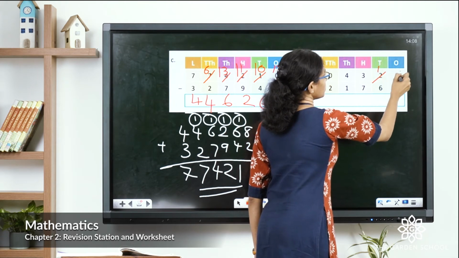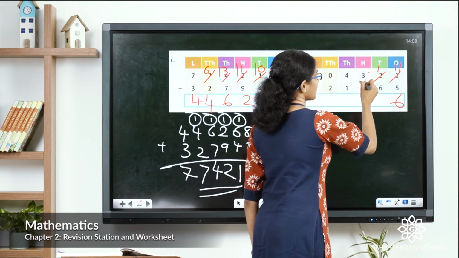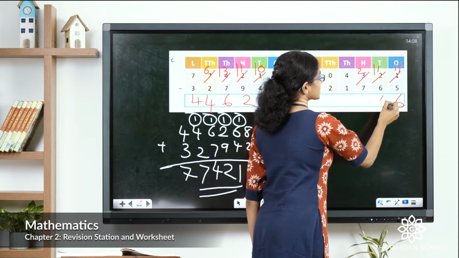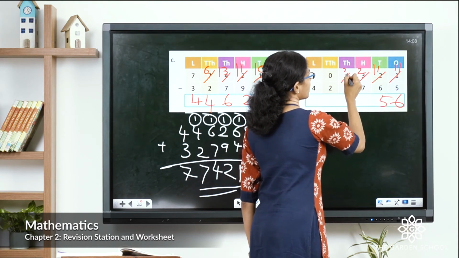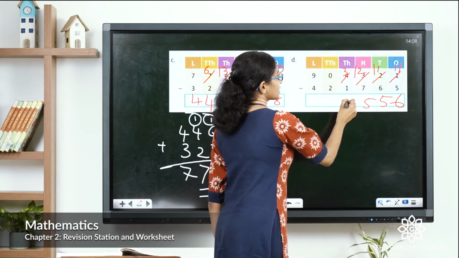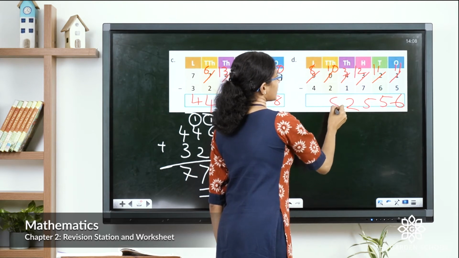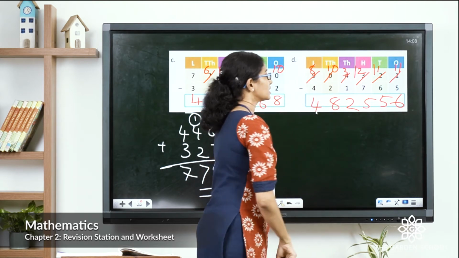We have to borrow. So here it becomes 11 minus 5, which is equal to 6. Now here it is 11 minus 6, which is 5. Again, after borrowing, we get 5 here again. 3 minus 1, it is 2. Again, we borrow. So it is 10 minus 2, 8. Now 8 minus 4, it is 4.